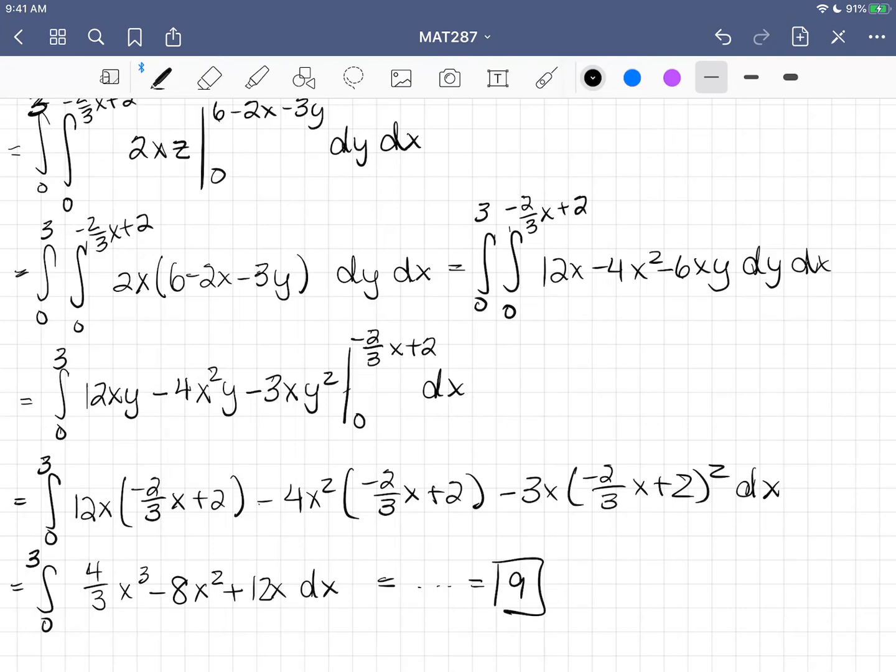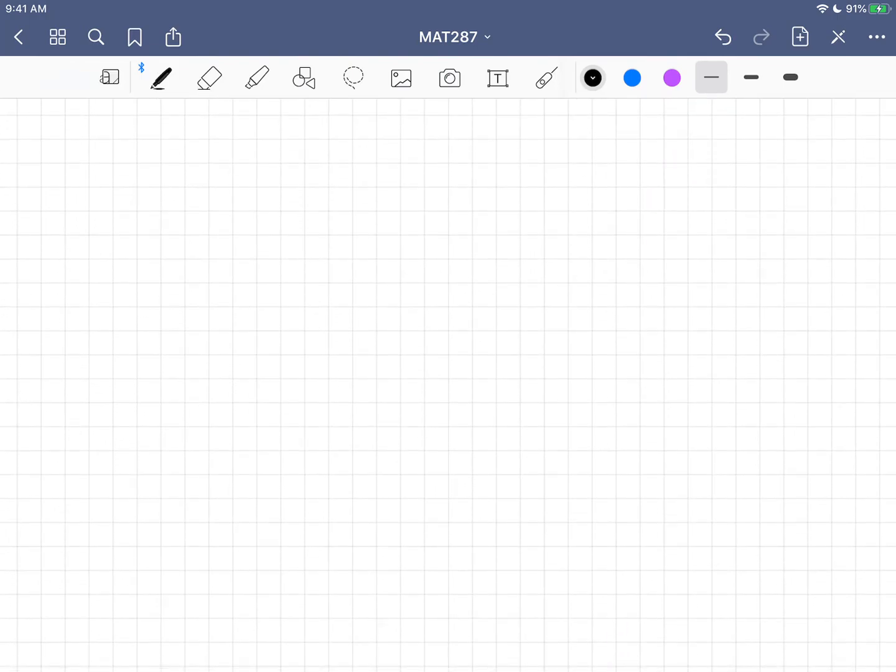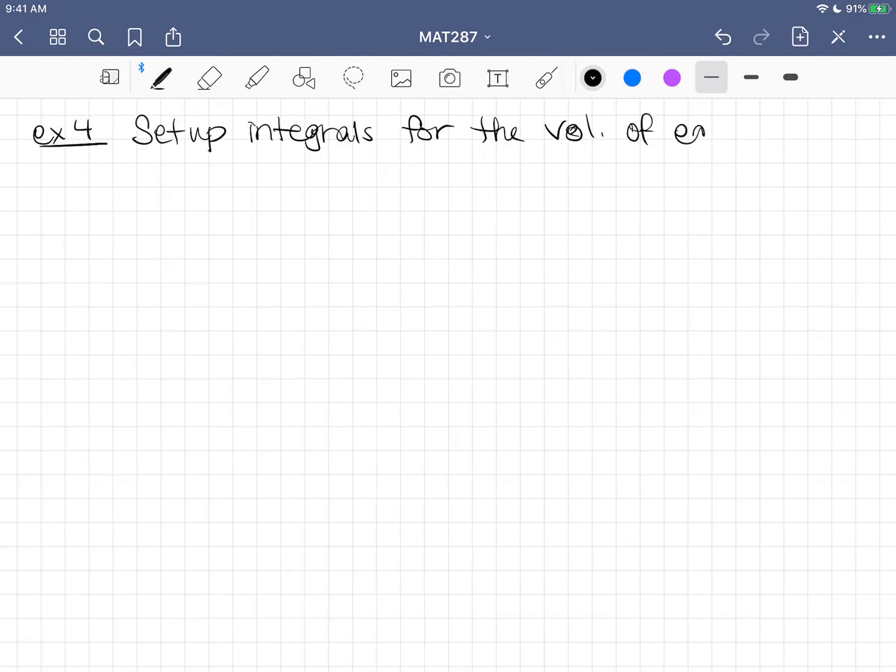All right, I also want to look at a couple more examples just setting up these integrals. So let me turn the page and let's look at some of these. This is example 4 in the book, so if you'd rather just look at it in the book, that's fine. Let's set up integrals for the volume of each solid region. Okay, so remember, volume is going to be the triple integral over Q dV.